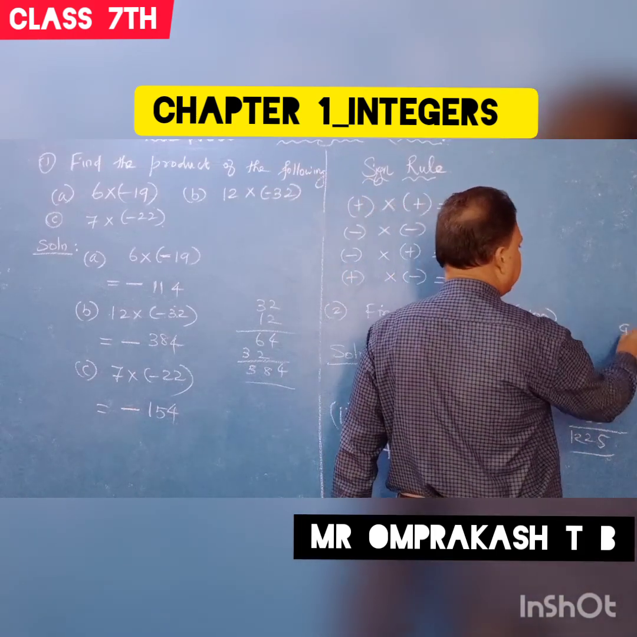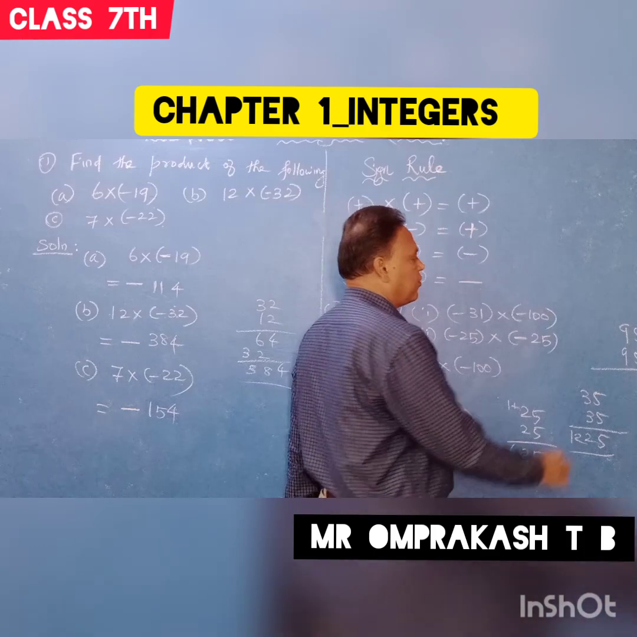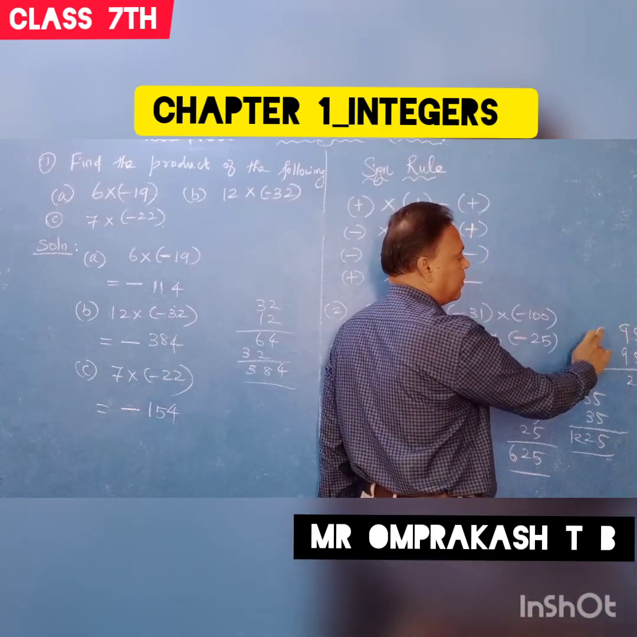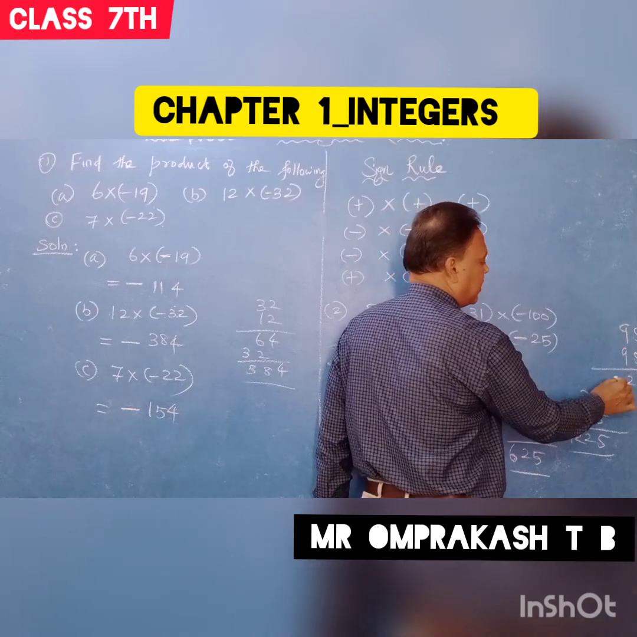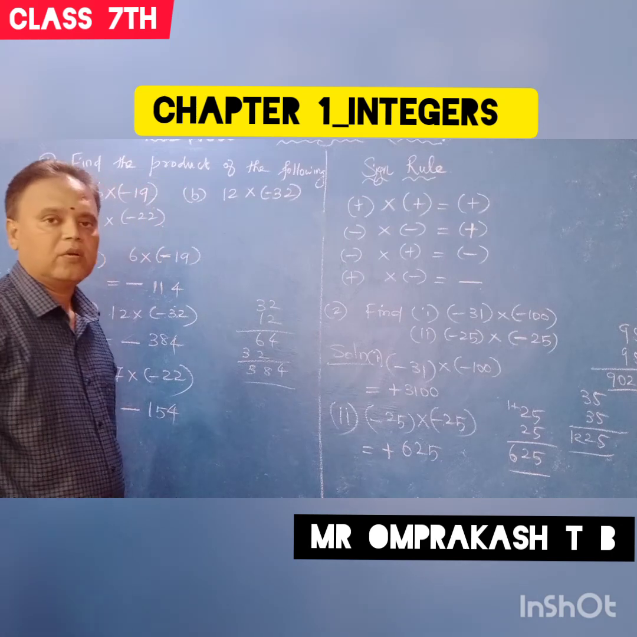Like that, 95 into 95 also you can multiply. 95 into 95: 5 into 5, 25. How much? 10. Plus 1 add means 10. 10 into 9, 90. Okay, you multiply and correctly it will get.